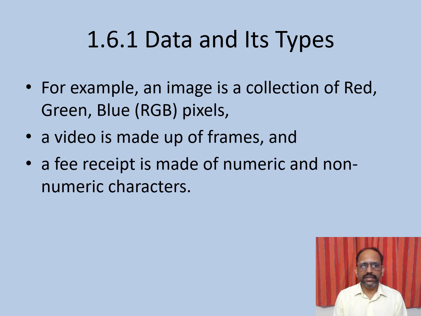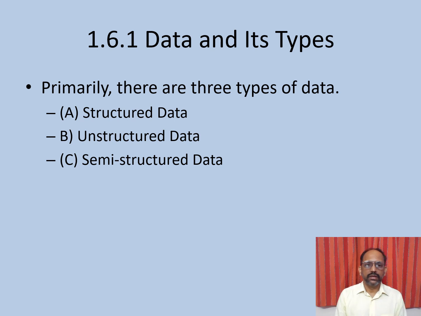Take for example, an image is a collection of red, green, blue picture cells. Pixel means picture cell. The short form of picture cells is pixels. So RGB are the very basic colors that are used to generate different shades of colors. A video is made up of many frames and a fee receipt is made up of numeric and non-numeric characters. Like this, you can differentiate a textual data, an image data or a video data, etc. There are different types of data. Primarily, it is categorized into three types: structured data, unstructured data, and semi-structured data.